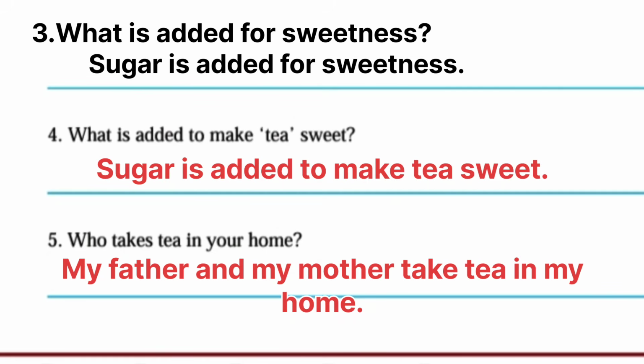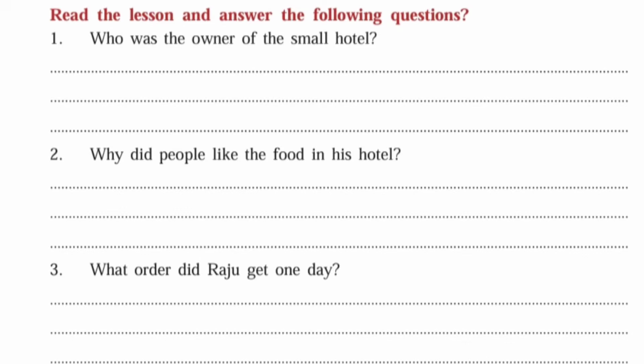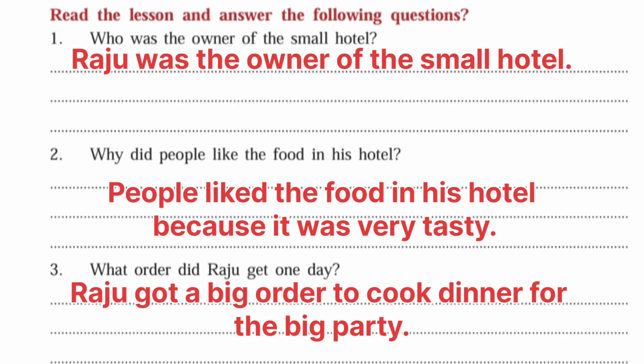And next, read the lesson and answer the following questions. Who was the owner of the small hotel? Answer, Raju was the owner of the small hotel. Second question, why did people like the food in his hotel? Answer, people liked the food in his hotel because it was very tasty. Third question, what order did Raju get one day? Answer, Raju got a big order to cook dinner for the big party.